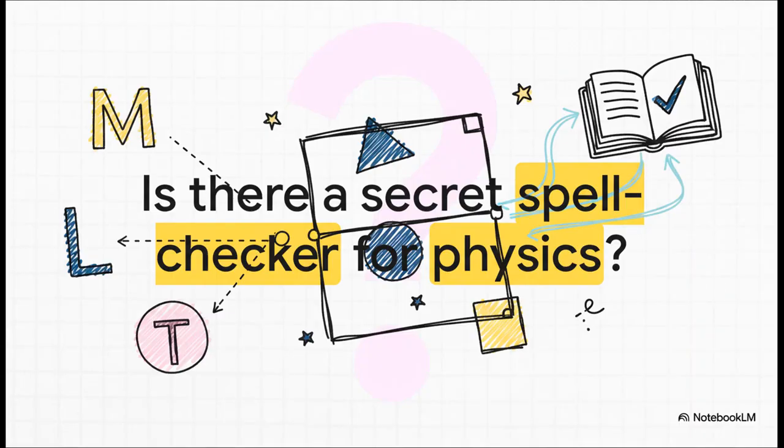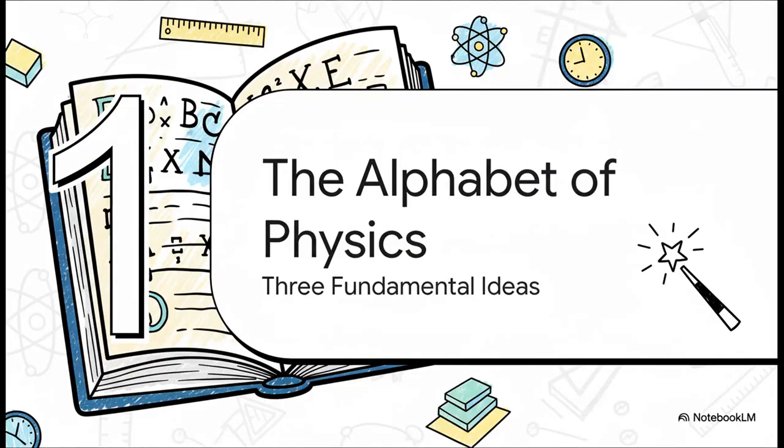Okay, picture this. You're staring at a ridiculously long and complicated physics equation. What if I told you there's a simple trick, a kind of secret spell checker, that could tell you instantly if the whole thing is wrong without doing any of the hard math? Sounds too good to be true, right? Well, that's exactly what we're going to uncover. So where do we even begin? We start at the very, very beginning.